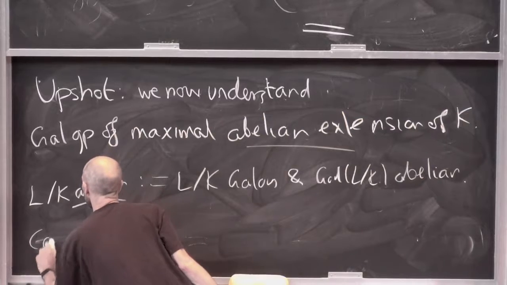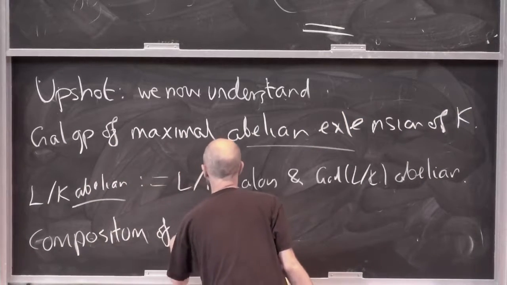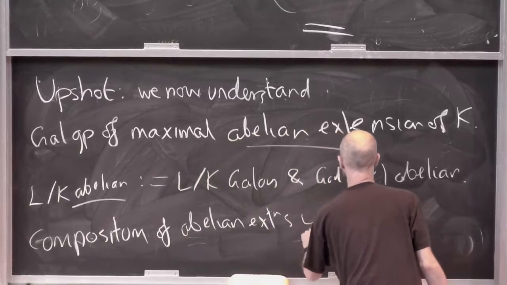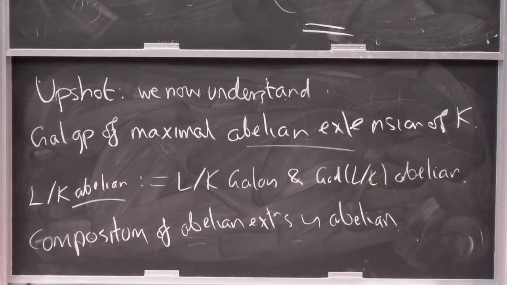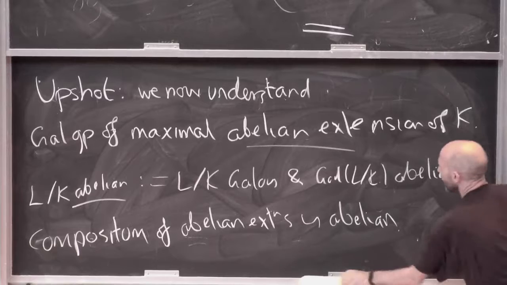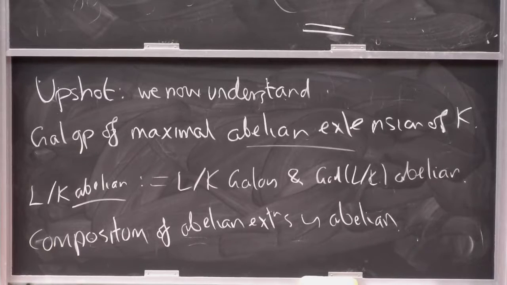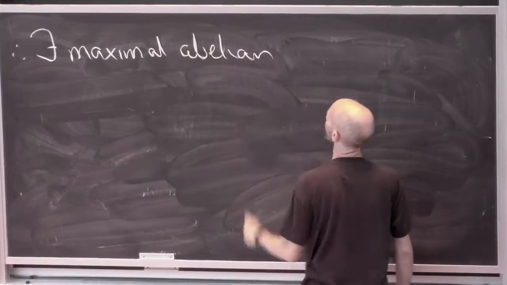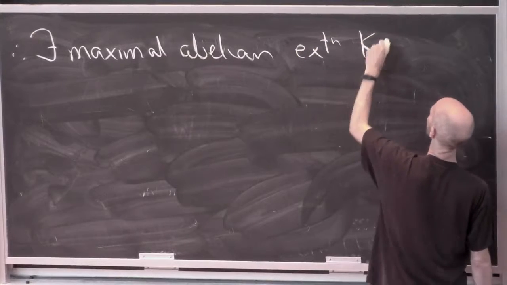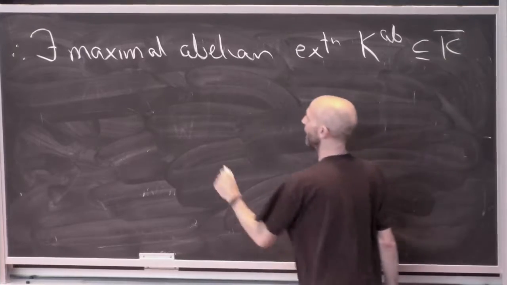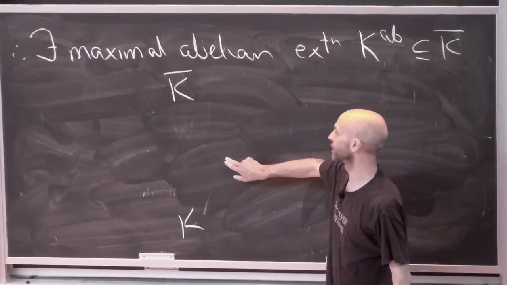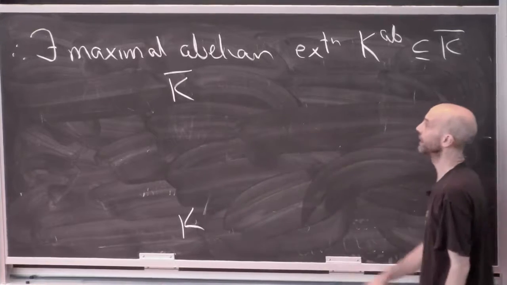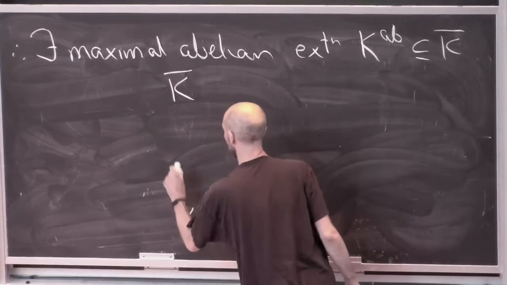Compositum of abelian extensions is abelian, right? And so therefore there's a maximal abelian extension K ab living in K bar, right? So we've got K bar, the picture I've been drawing consistently, I have K bar at the top and K at the bottom. But when I was doing low-level stuff, I would talk about the maximal unramified extension and the maximal tamely ramified extension, which I could analyze rather explicitly. But here, I've got the maximal abelian extension, which is K ab.